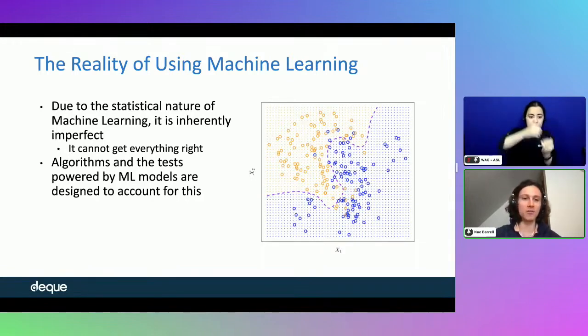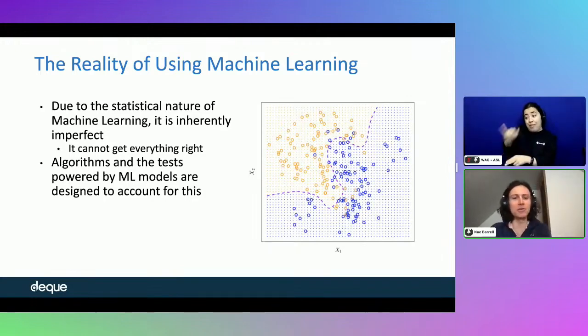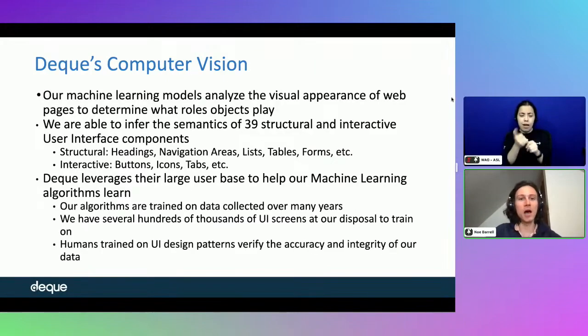And so the algorithms and the tests that we power with machine learning models are designed to account for this natural error tolerance that we have with machine learning models. Instead of using machine learning models as a source of truth, we use them to guide users into accessible design and to finding the correct way to program their websites. So here at Deque, we use computer vision to tackle this semantic role problem.